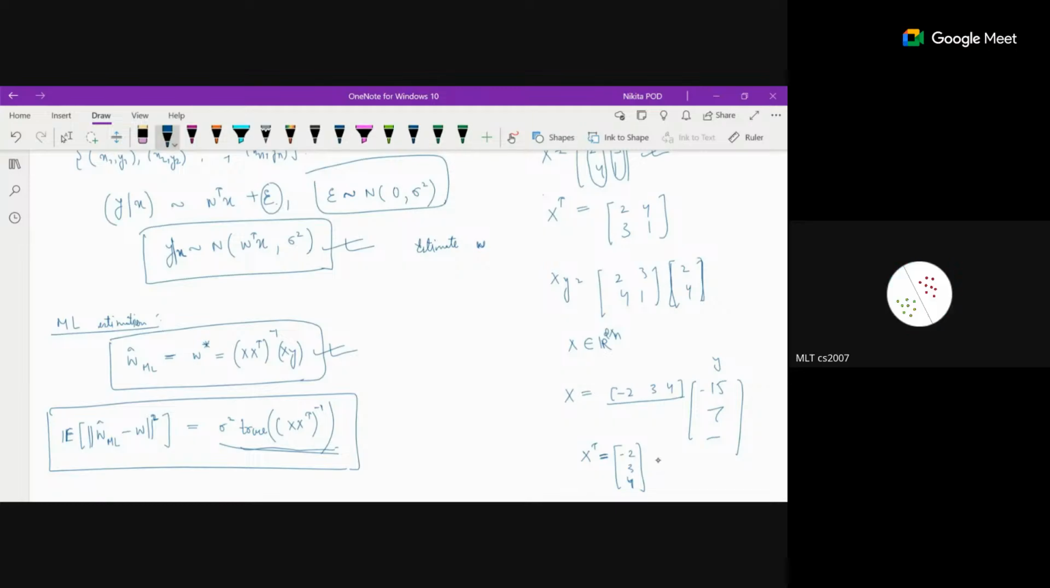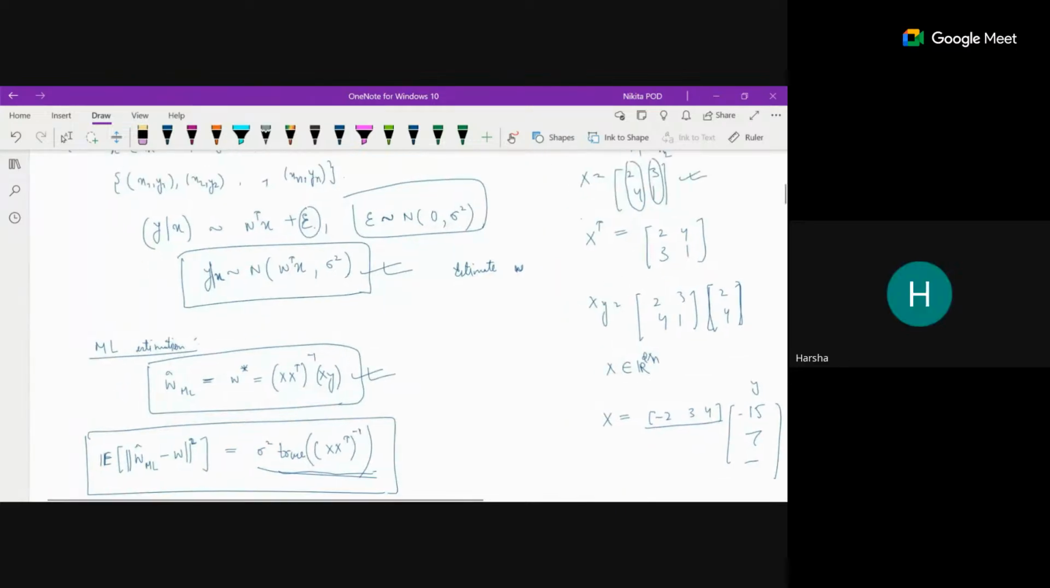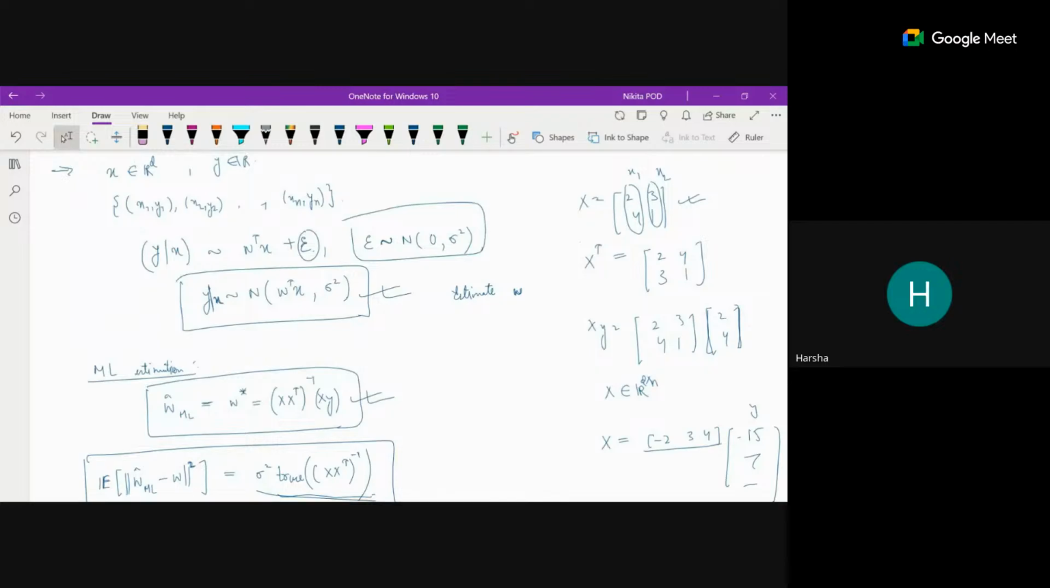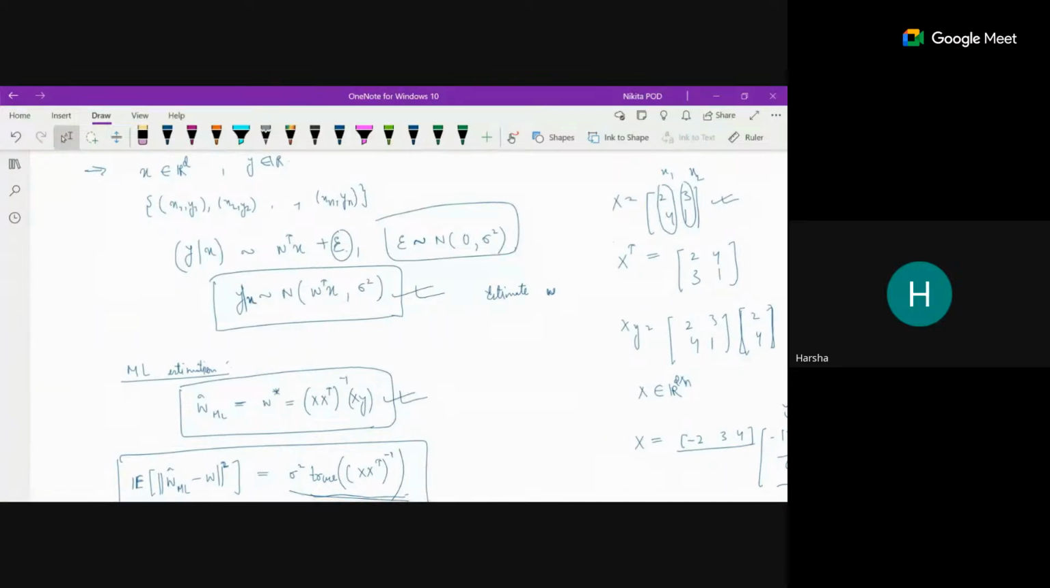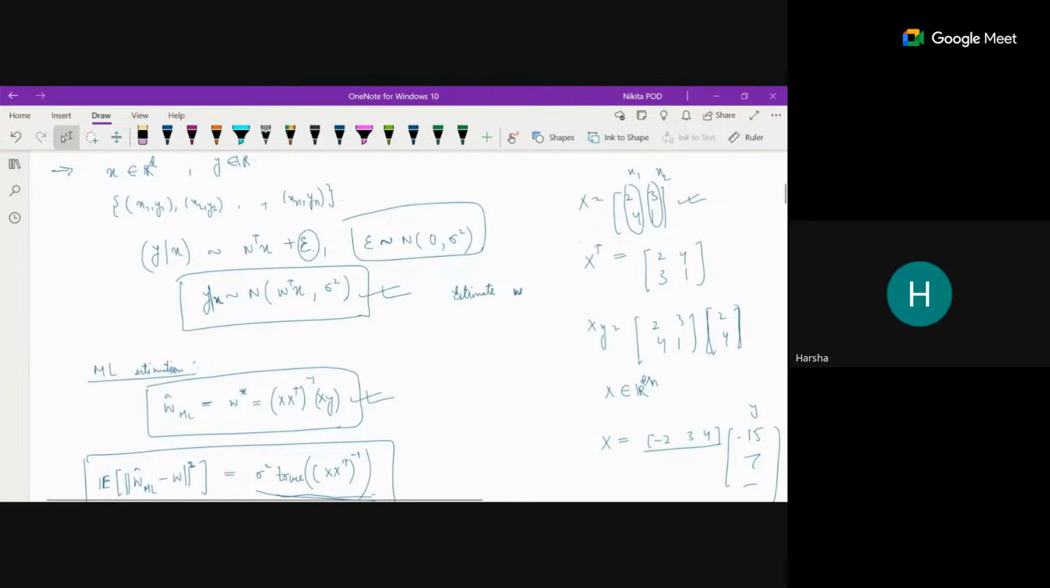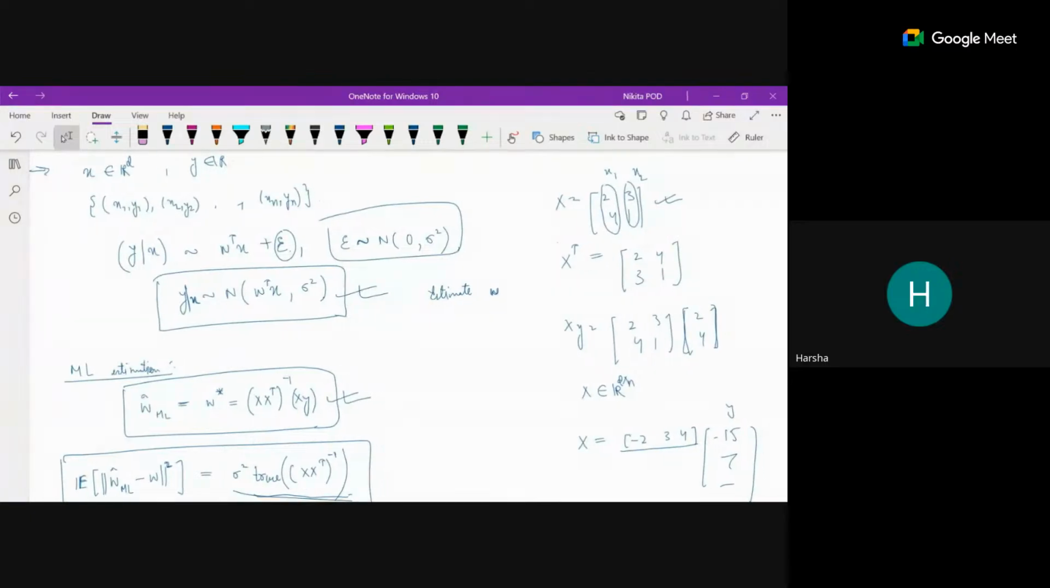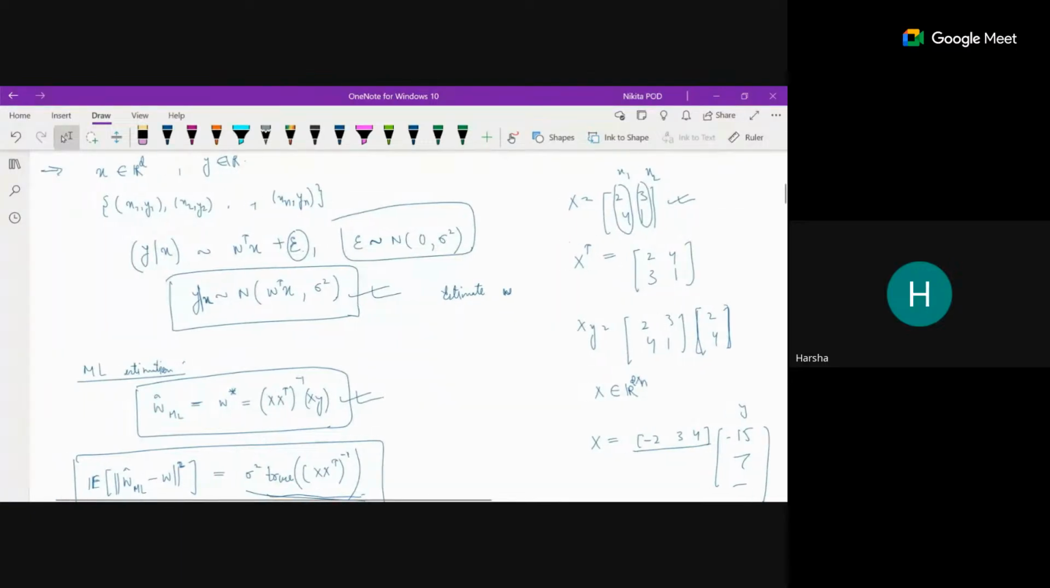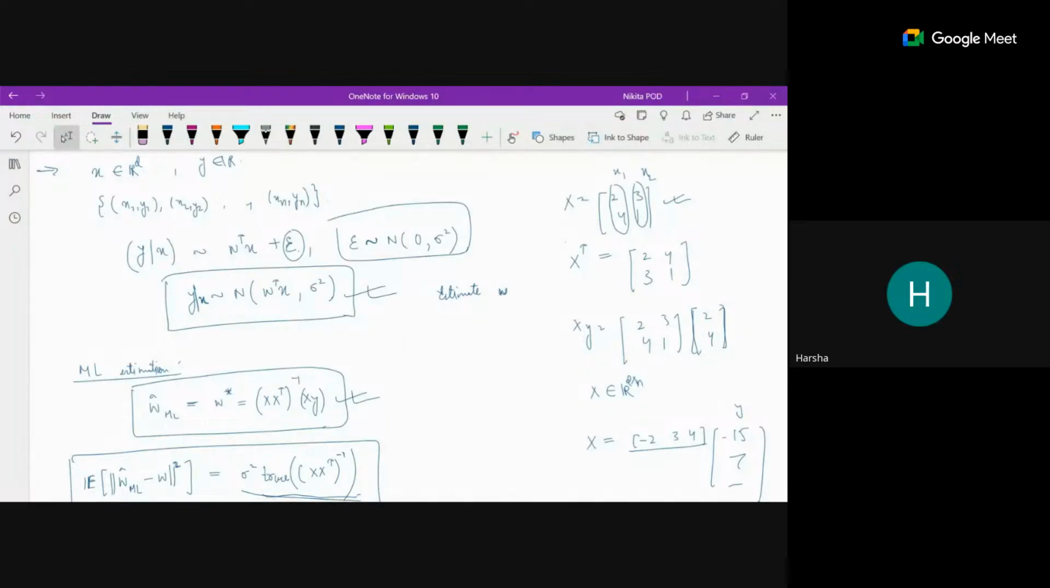Mm-hmm. Okay, so these are the two questions actually. I am able to get the answer, but you have to do it in two different ways. Here, in the first case, you have to take x as 2 4 3 1 and then x transpose as this, then you get the right answer. And in this case, you have to take x as x only, like how they have given, then you get the right answer. So that's why the discrepancy.